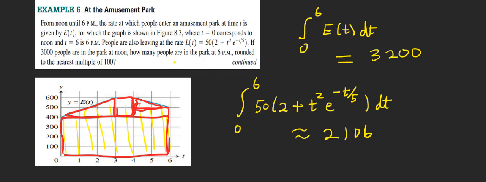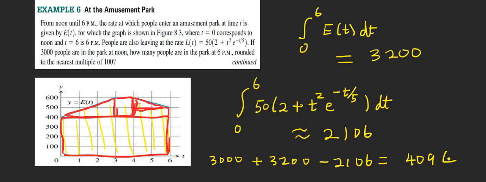2,106. Now they want you to find, if 3,000 people are in the park at noon already, how many people are in the park at 6 p.m., rounded to the nearest multiple of 100. So 3,000 were already there, and 3,200 entered the park during those 6 hours, and then approximately 2,106 people left the park. So it gives you 4,094 people. But they want you to round it to the nearest multiple of 100. So approximately 4,100 people are in the park at 6 p.m.